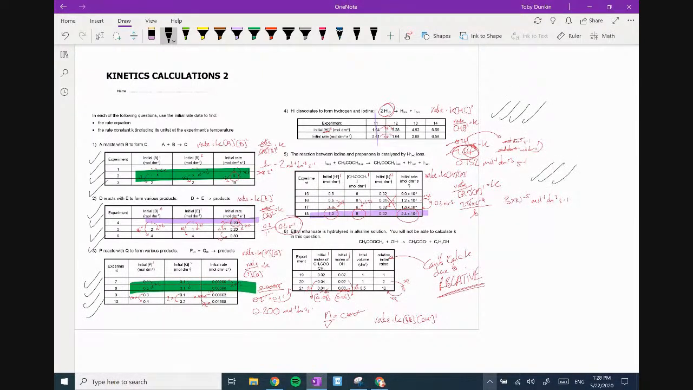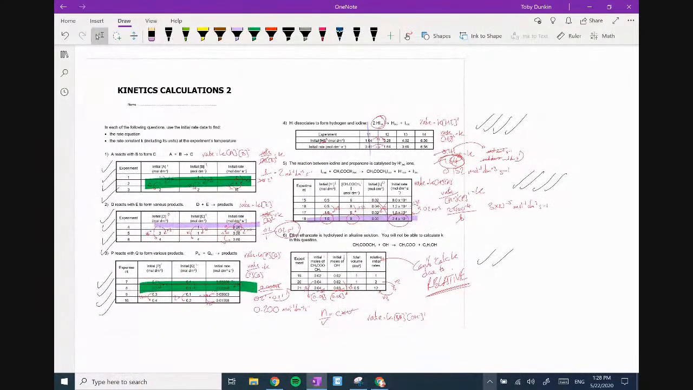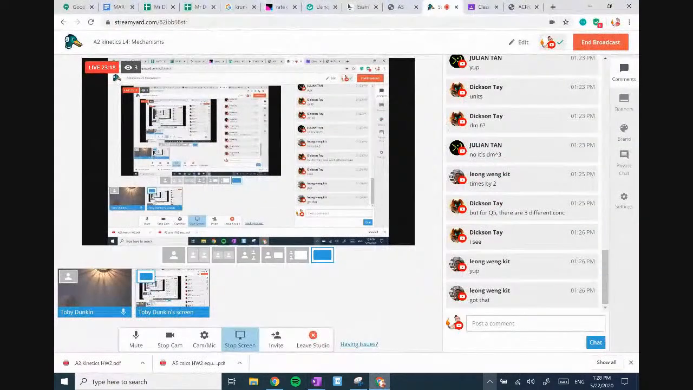1, 2, 3, 4. But this one you can't. You need orders and rate equation. You can't calculate K or its unit. You can actually predict its units, you can calculate. Yeah, those you can still do. But whatever. I'm just leaving it at 2 there. So 4, 8, 12, 16, 22. It's out of 22, I believe. Don't know. Fill in the sheets there.